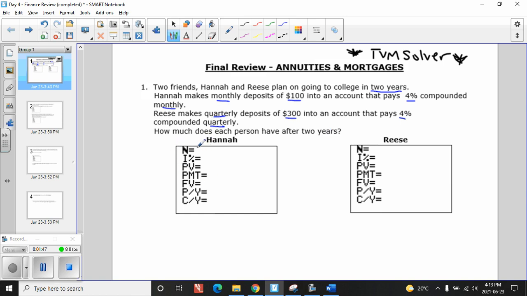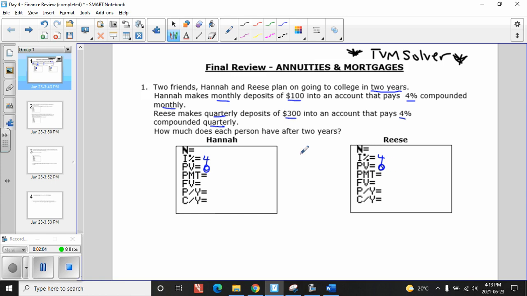So we're talking about two scenarios, both of them having 4% interest. So I'm going to start there. They're both starting with nothing in the bank, so the present value for each of them is 0. It doesn't tell us anything about a starting balance.